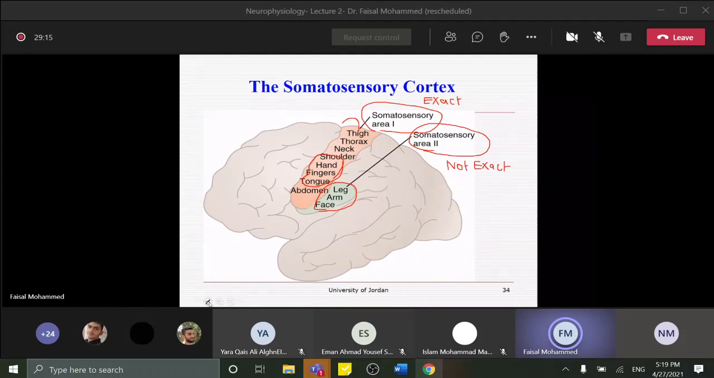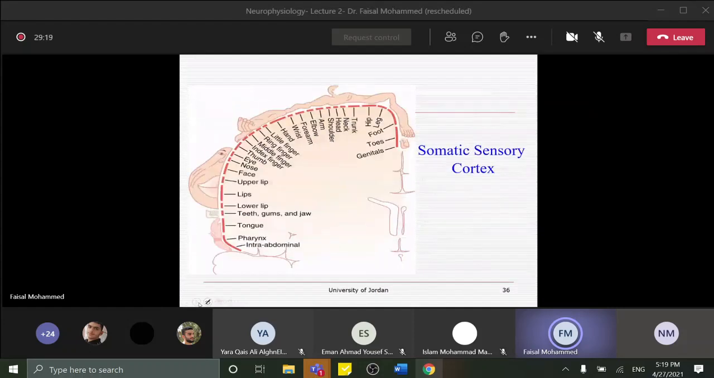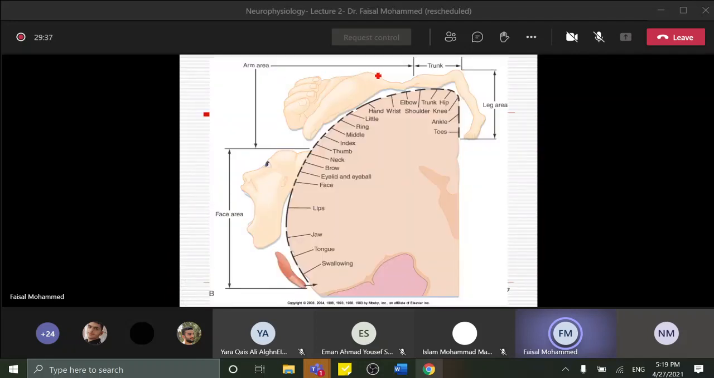Okay? This is the representation as you see here. This is the hand, a big area, the face, the lips. This is the somatic cortex. Here they show it to us in the area. This is the area of the arm. Look how big the area of the arm is. Look at the area of the leg, the lower limb. Compare it to the area of the hand.